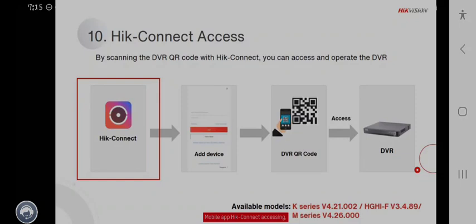Mobile app HeatConnect access. We can add the Turbo HD DVR to the mobile app to realize a basic remote view. Just make sure that your DVR device is on a public network environment, and by scanning the QR code, you will be able to add it. Also, with the HeatConnect app, you can realize abundant functions as well, like resetting the password and sharing the device, to get more user experience.